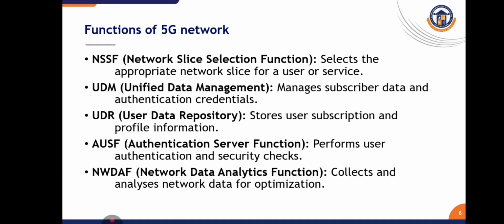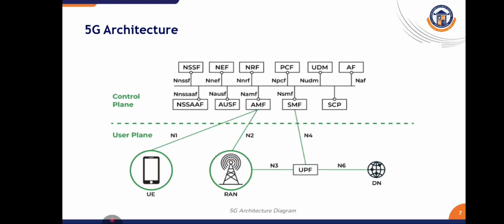And coming to the network slice selection function, unified data management, user data repository, authentication server function, and network data analysis function, these are the different functions used in the 5G networks. The network data analysis function collects and analyzes network data for optimization, the authentication server function performs user authentication, and the user data repository stores the user subscription and profile information. Unified data management manages subscriber data and the authentication credentials. So this is the 5G architecture.